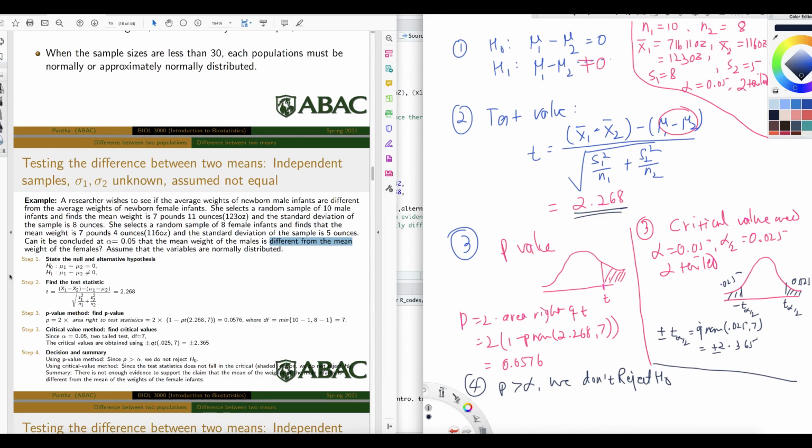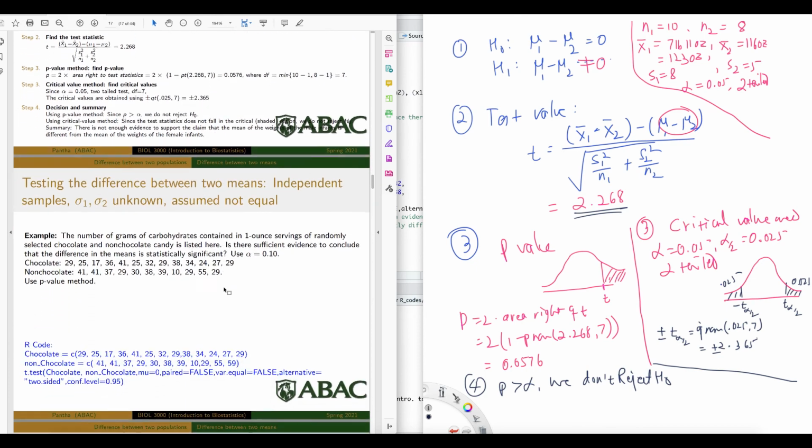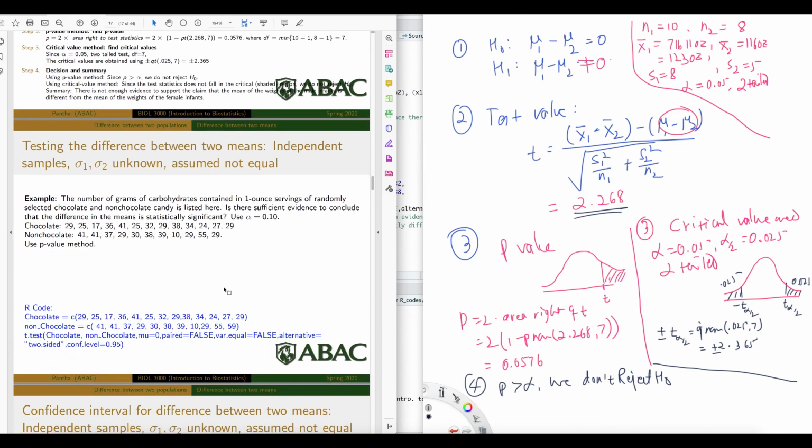Okay guys, so this is how you do it by hand. But when the data set is given, we use R directly. How do we use R? Let us look at this example. The number of grams of carbohydrates contained in 1 ounce serving of randomly selected chocolate and non-chocolate candy is listed here. Is there sufficient evidence to conclude that the difference in the means is statistically significant? Use alpha equals 0.10.